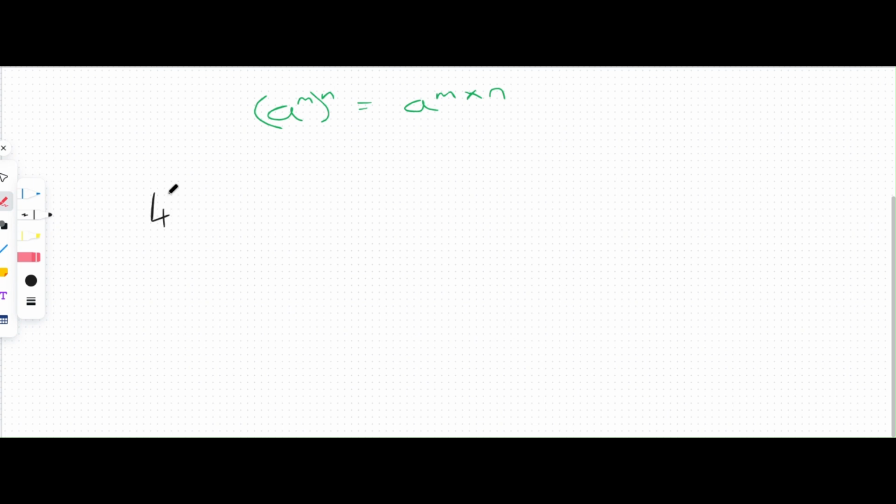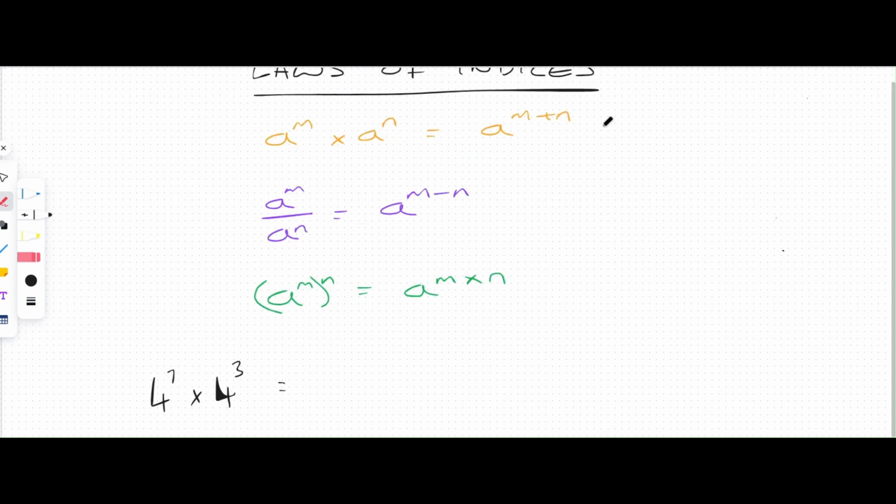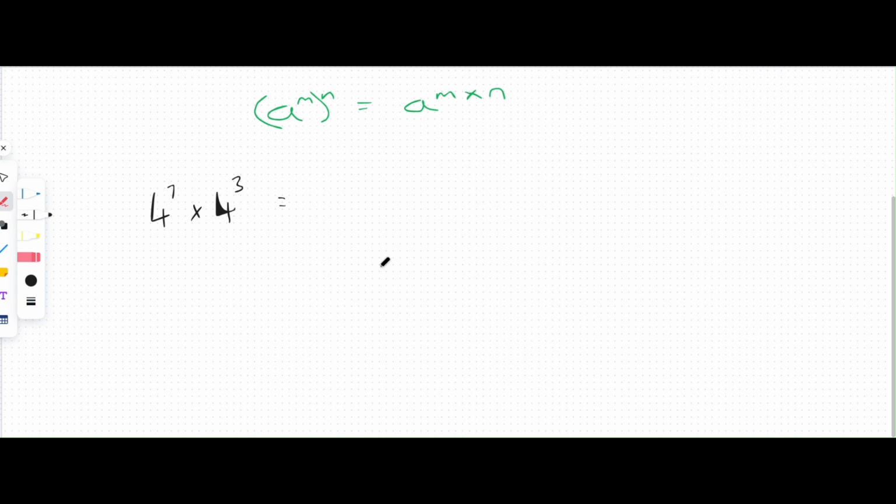Let's simplify this: 4 to the power 7 times 4 to the power 3. Using one of the rules, it's this one here, the times one, where we add the powers. So to simplify this, I'm just going to go 4, and we add the 7 and the 3. 7 plus 3 gives me 10. So that simplifies to 4 to the power 10. So 4 to the power 7 times 4 cubed is the same as 4 to the power 10.